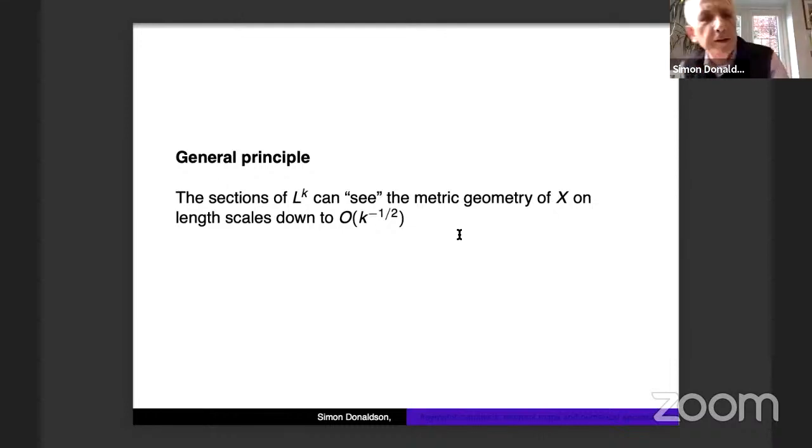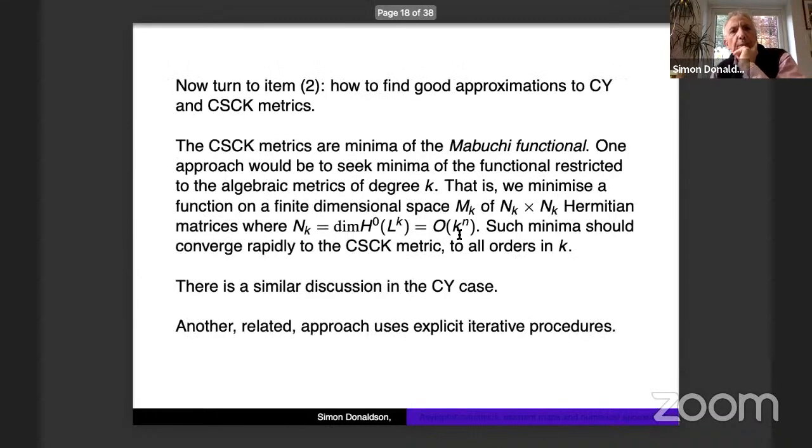And related to that is an important general principle, which we'll maybe see later, that if we're looking at the sections of L to the k, the kth power of our basic line bundle, then we can detect with those the metric geometry of X on length scales down to the one we mentioned, order k to the minus 1/2. So that's our discussion of item 1.